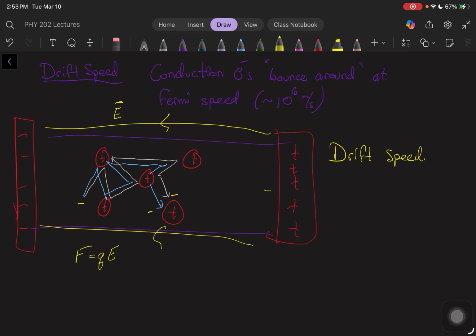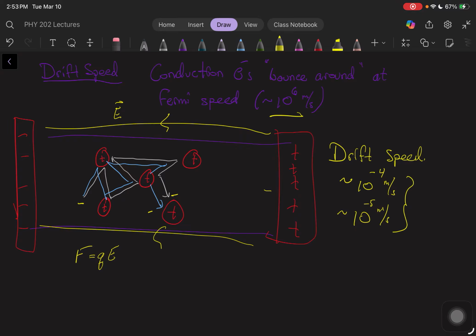For drift speed, we get velocities of 10 to the negative 4 meters per second. Some sources say 10 to the negative 5 meters per second. If we're bouncing around at 10 to the positive 6 and we're actually drifting at 10 to the negative 4, that's crazy slow.